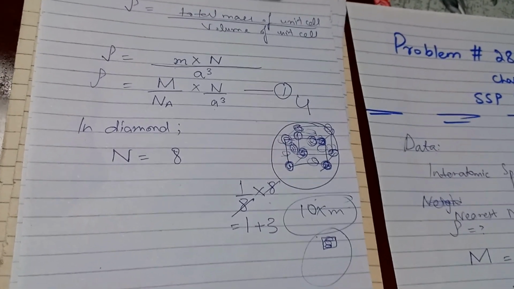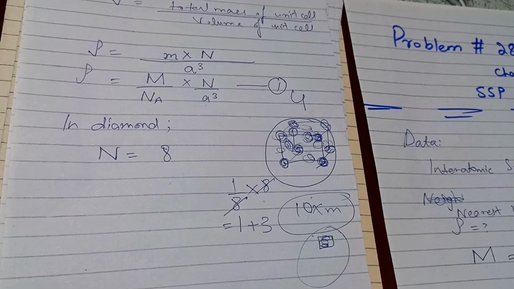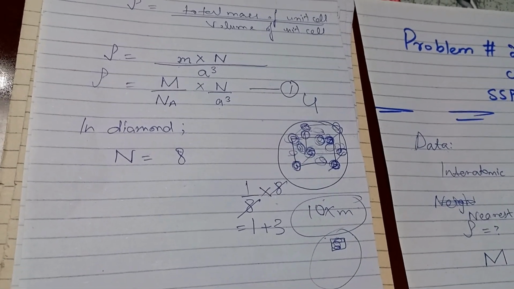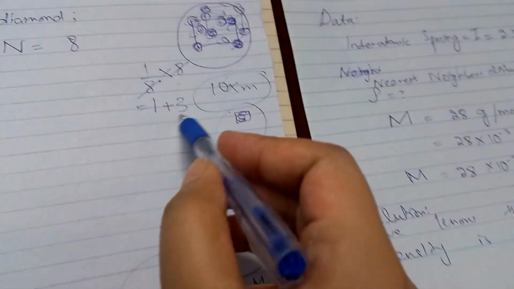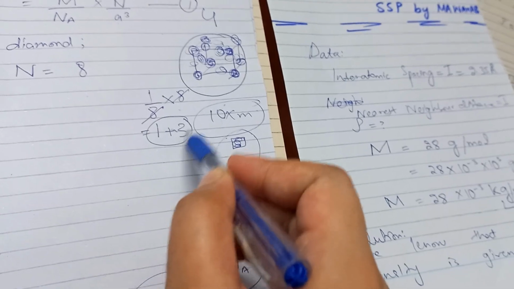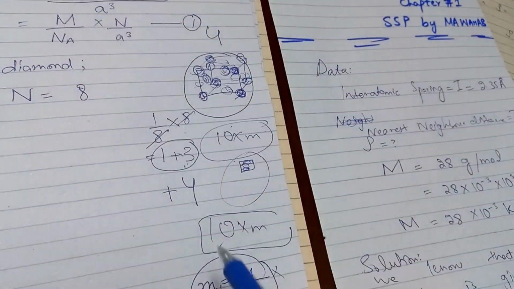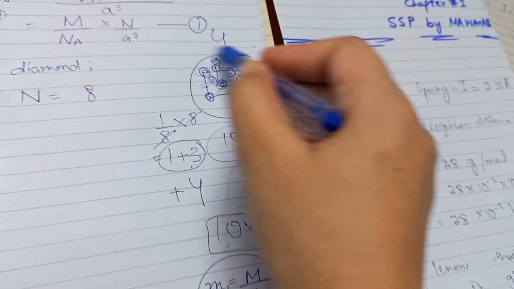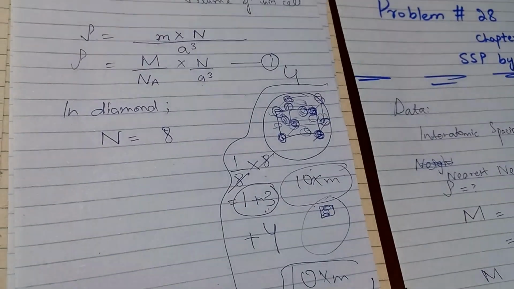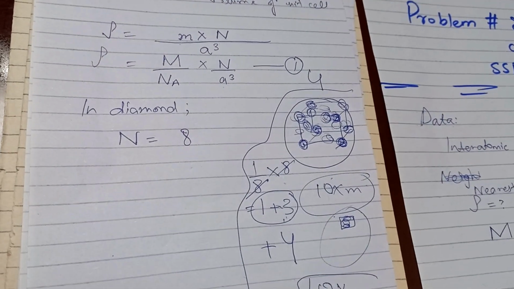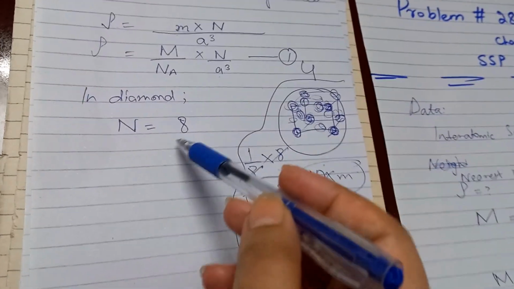There are 4 additional atoms inside the unit cell. So besides these cubic type of atoms, we have 4 additional atoms, which makes a total of 8. This is related to understanding the crystal structure of a diamond. So you should remember it.